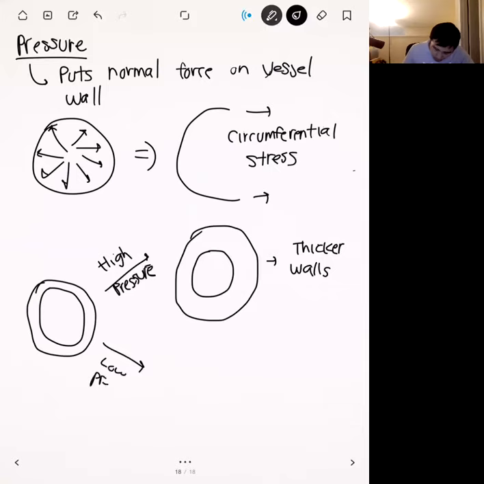And the opposite is also true. If you have too low pressure, then your vessel wall is going to thin.